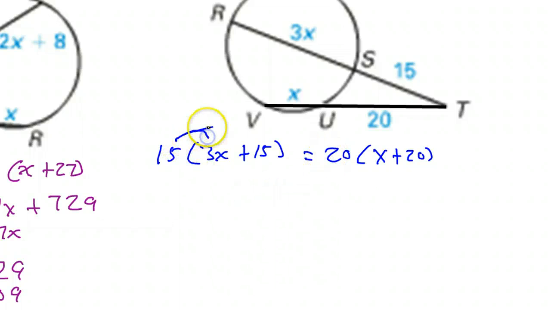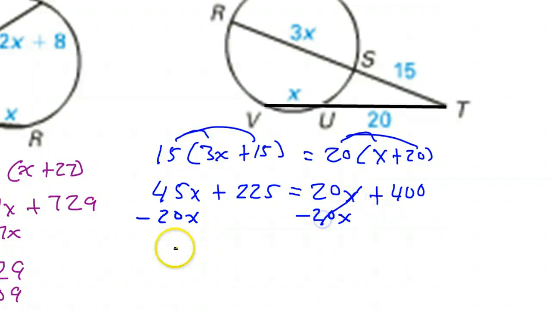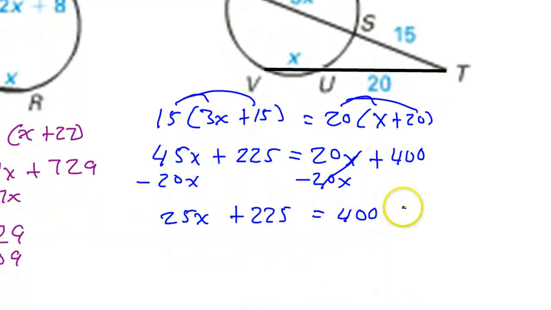A little distributive property here gives us 45x plus 225. Alright, that 20 will distribute, so that'll be 20x plus 400. Alright, now it's time to get the x's together, so I will subtract the 20x from both sides. And this is going to give me 25x plus 225 is equal to 400.